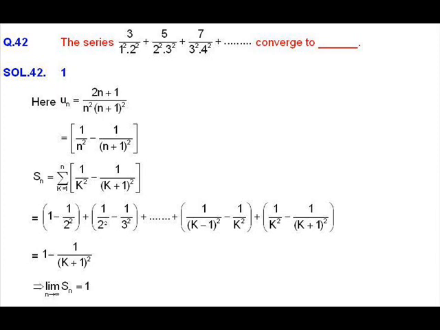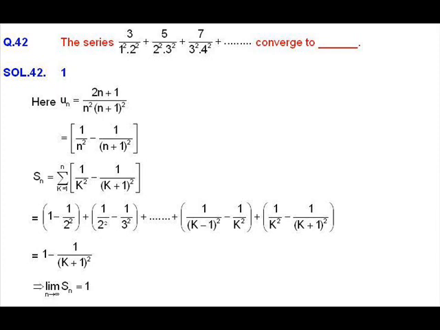Now we will find the sum of this series by taking the sequence of partial sums, that is, by evaluating the limit of S_n. So here S_n is equal to the summation k varying from 1 up to n of 1 upon k square minus 1 upon (k plus 1) square.